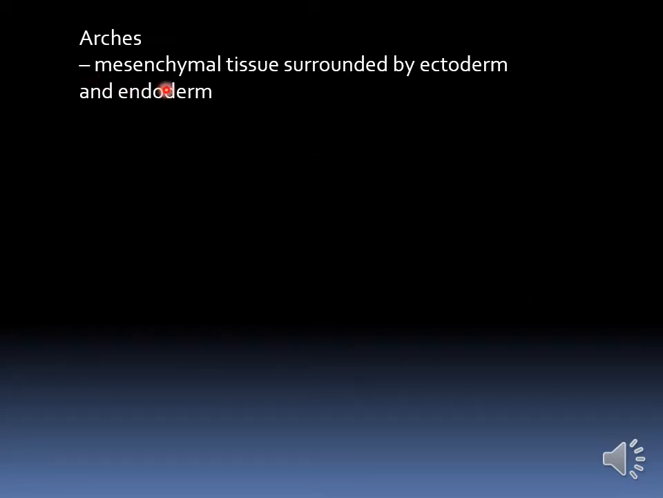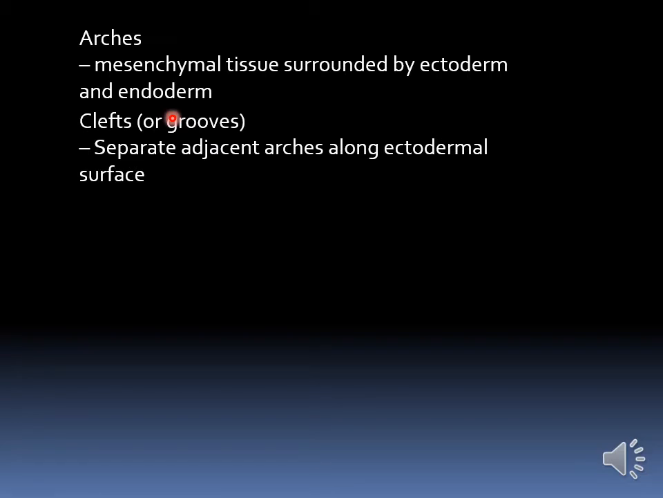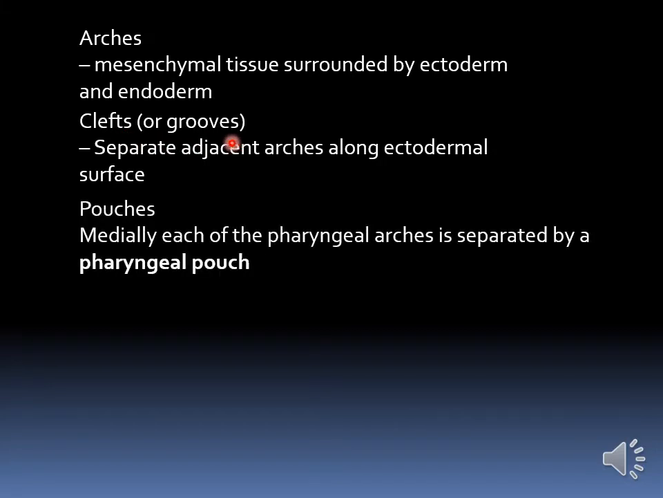Actually, the arches are mesenchymal tissues surrounded by ectoderm and endoderm. Externally, the ectoderm; internally, the endoderm. The clefts or grooves separate adjacent arches along the ectodermal surface, so the pharyngeal clefts are outside the structures, whereas the pouches are internal or medial. Each of the pharyngeal arches is separated by a pharyngeal pouch.